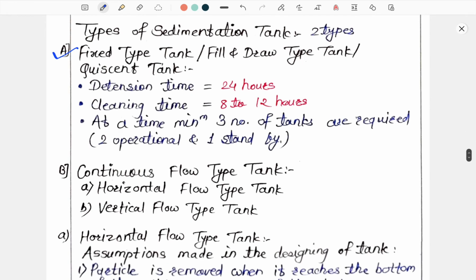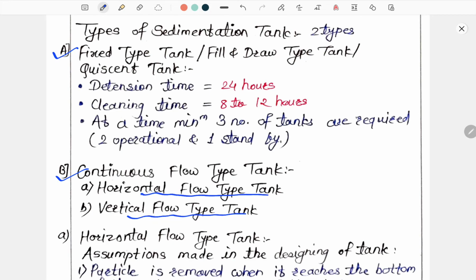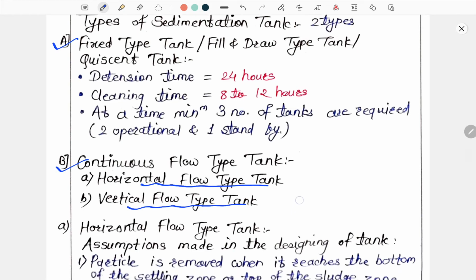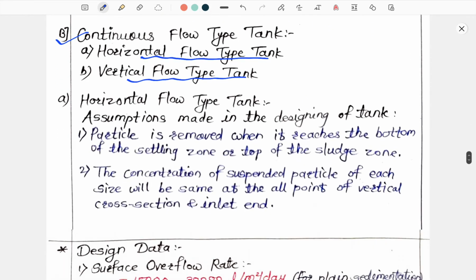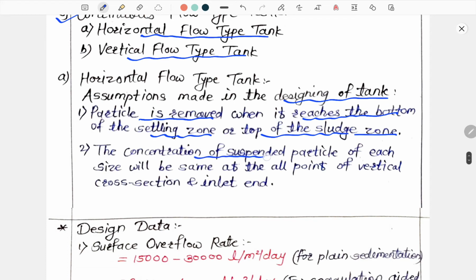Now second type of sedimentation tank is continuous flow type tank. It is also divided into two types, horizontal flow type tank and vertical flow type tank. So firstly we will see horizontal flow type tank. Assumptions made in the designing of this tank are, first, particle is removed when it reaches the bottom of the settling zone or top of the sludge zone, and second, the concentration of suspended particles of each size will be the same at all points of vertical cross section at inlet end.